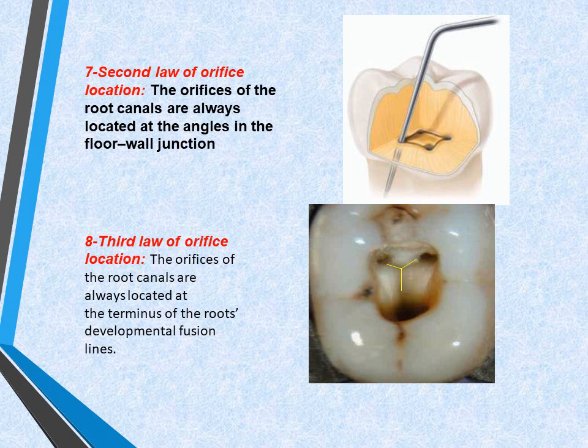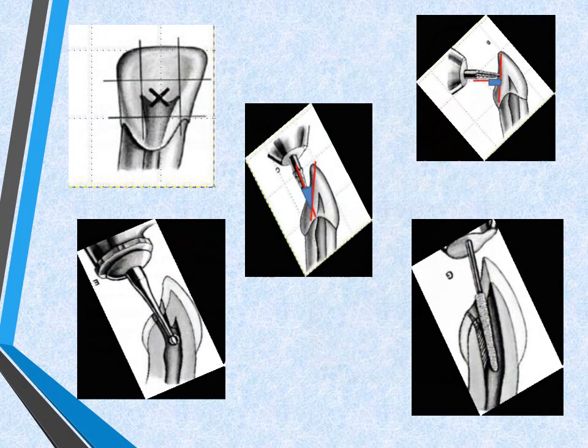And the third law of orifice location is that the orifices are always located at the terminus of the root's developmental fusion lines. These developmental fusion lines also serve as a dentinal map. You can see that the root canal orifices are located at the ends of these lines. So this is how you can scout for, or look for, your root canal orifices.